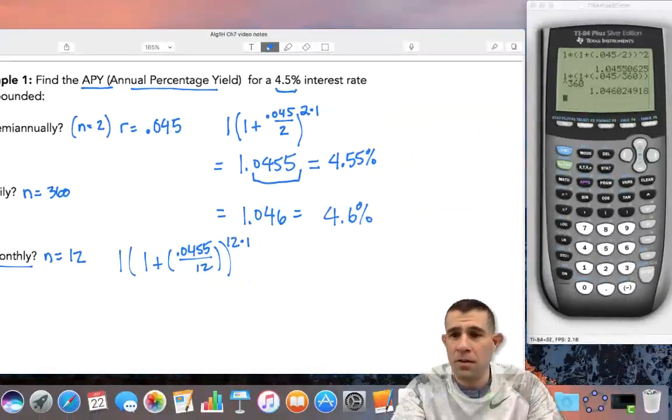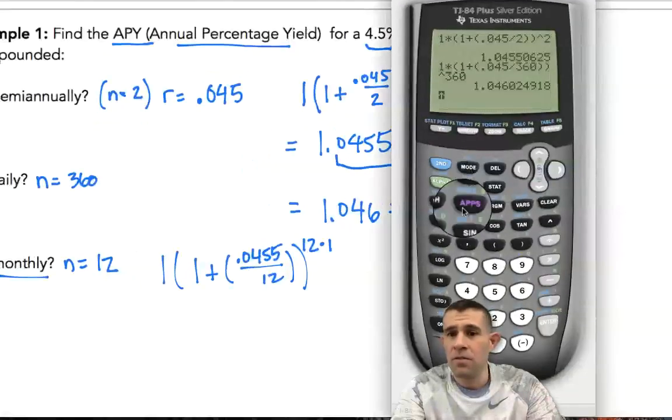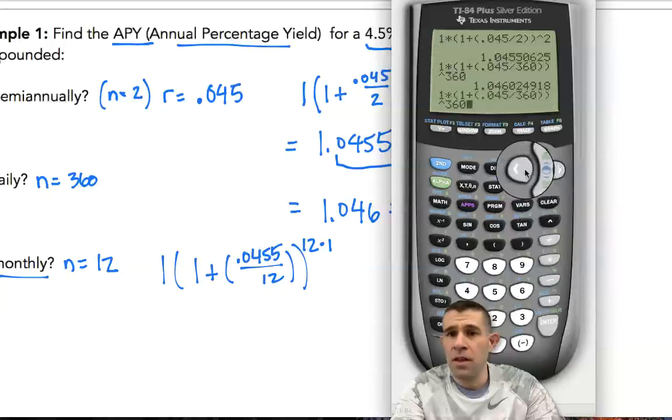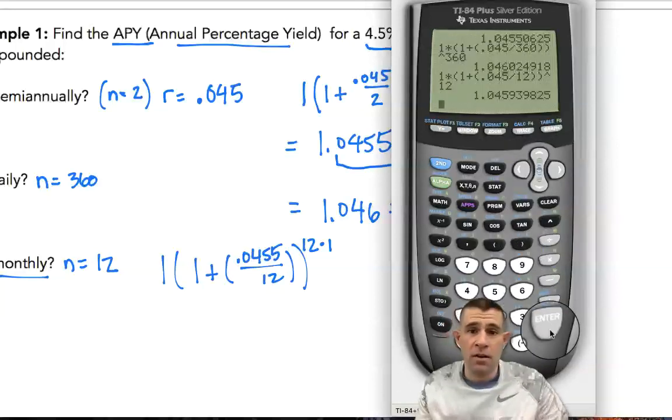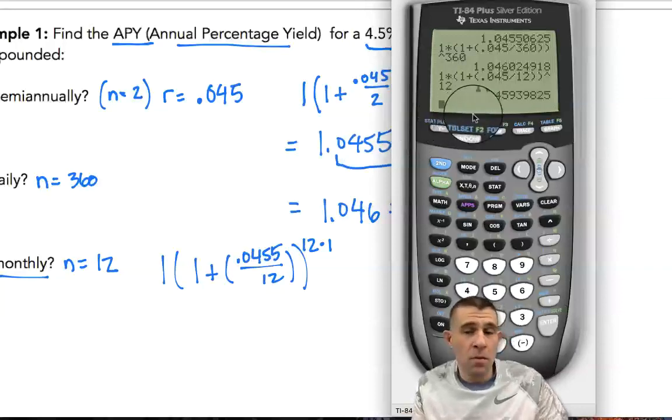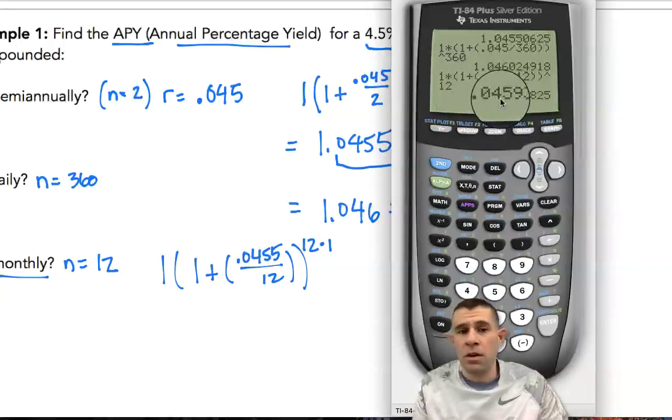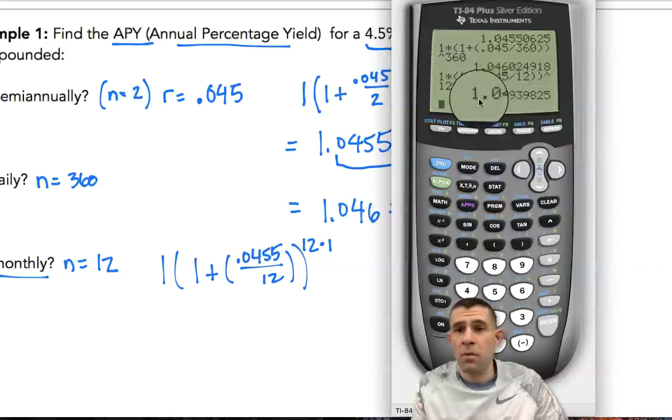So let's go back to our graphing calculator. We'll hit second function, enter. We'll get that same line back up there. We're going to cursor over to where it says 360. We're now going to replace that with 12. And we're going to cursor over here to the other 360, enter in the value for 12. Oops, we've got to delete that 0. And when we press enter, we now find out what our percentage rate, our APY, would be for something that's compounded monthly. So now we get 1.0459.